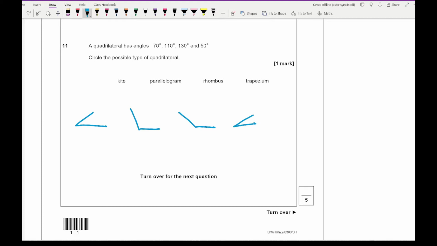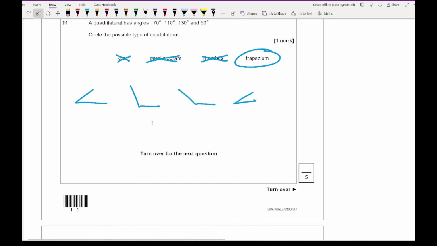And I would say, well, for a kite, you've got to have two opposite angles that are the same, two obtuse and two acute. So it could be the kite, but you've got to think you've got one set of angles that are the same, and that's not going to be the case. With a parallelogram, again, you've got to have two sets of the same angle, so that's not true. Rhombus, again, two sides are the same, so that's not going to be the case. So the correct answer you should circle is going to be trapezium.